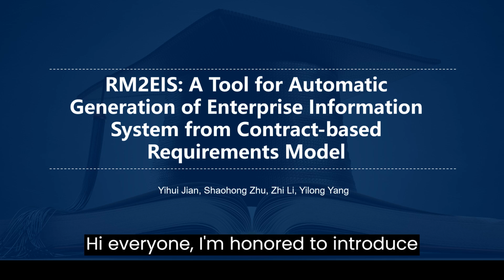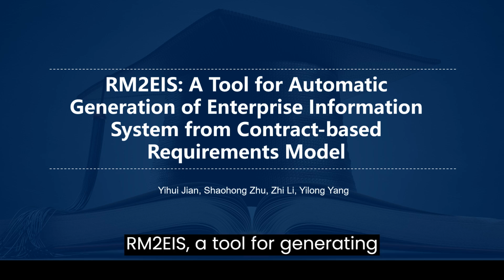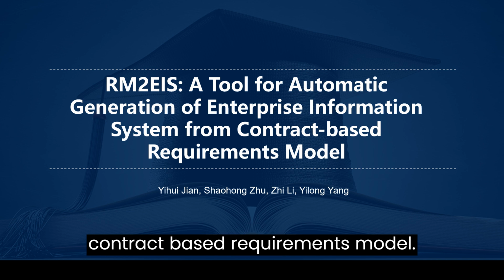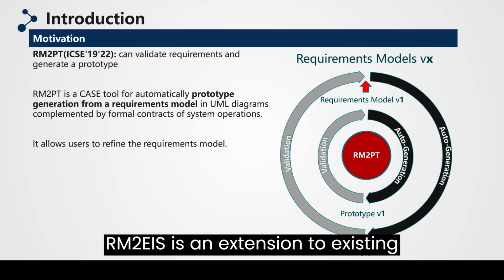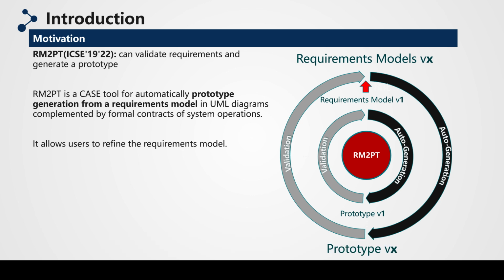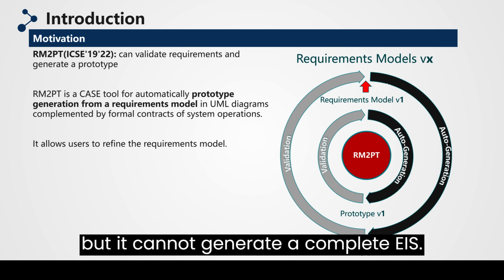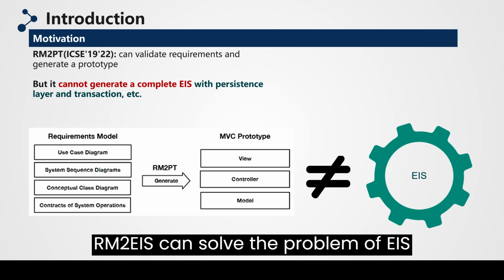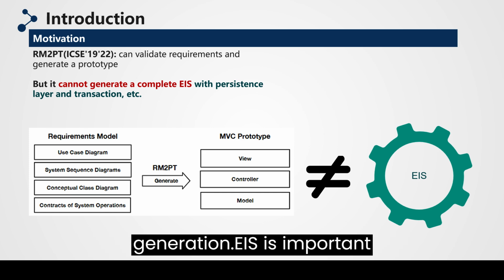Hi everyone, I'm honored to introduce RM2EIS, a tool for generating enterprise information systems from contract-based requirements models. RM2EIS is an extension to existing work. RM2PT can validate requirements and generate a prototype, but it cannot generate a complete EIS. RM2EIS can solve the problem of EIS generation.